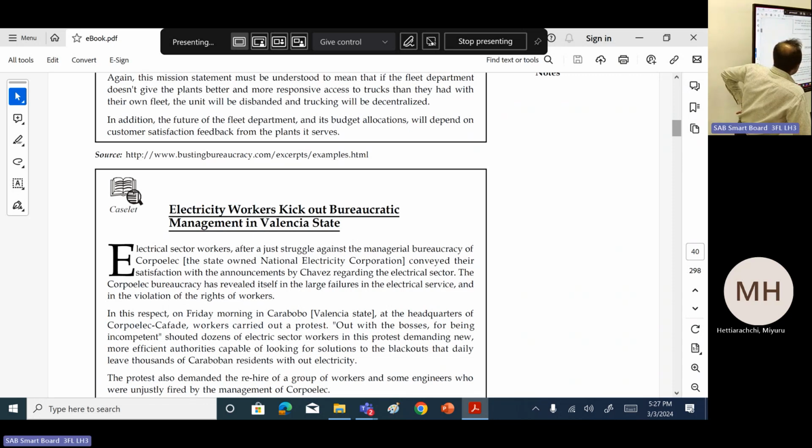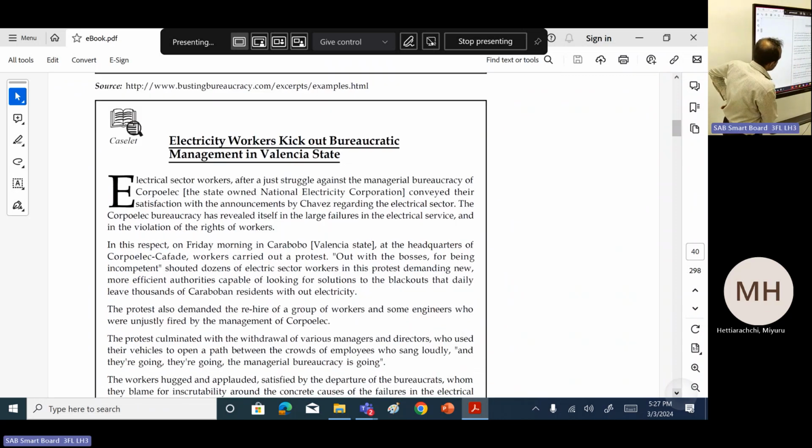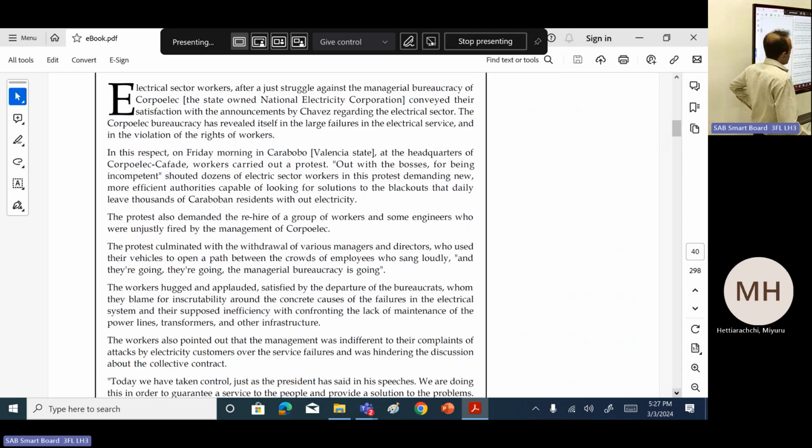"Out with the bosses for being incompetent," as workers call managers. Dozens of electrical sector workers shouted in this protest, demanding new and more efficient authorities capable of looking for solutions to the power cuts or blackouts that daily leave thousands of residents without electricity. Right. The problems are happening here. Therefore, this case highlights the importance of managers.